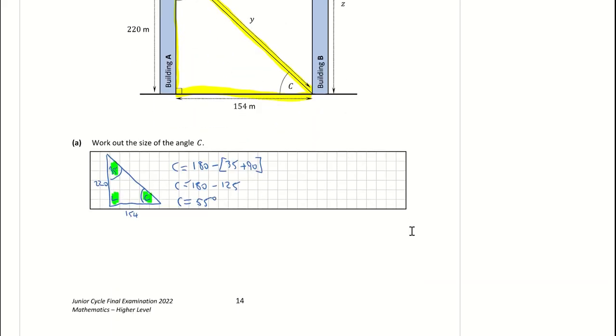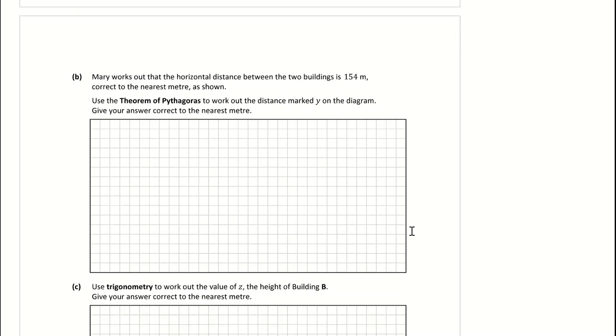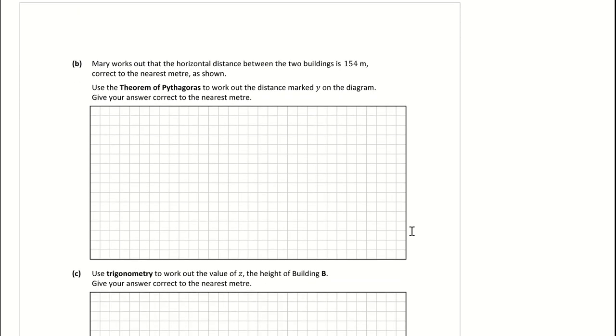Looking now at part B, Mary works out that the horizontal distance between the two buildings is 154 meters, correct to the nearest meter as shown. Use Pythagoras' theorem to work out the distance marked Y on the diagram. Give your answer correct to the nearest meter. So I'll just sketch out the triangle.